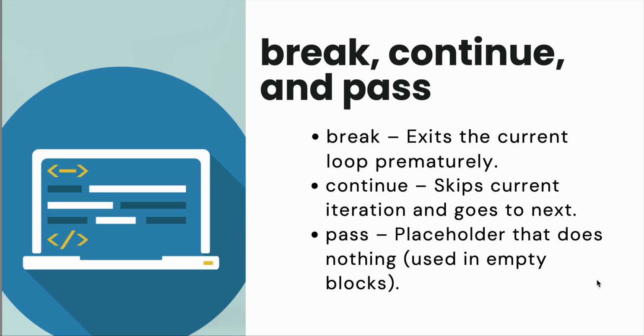Suppose we use Spotify, and if a song is restricted, we skip it. If a song is corrupt, we stop playing it. If a song is unavailable but it is added later, we pass. So this is the process of break, continue, and pass in case of Spotify.